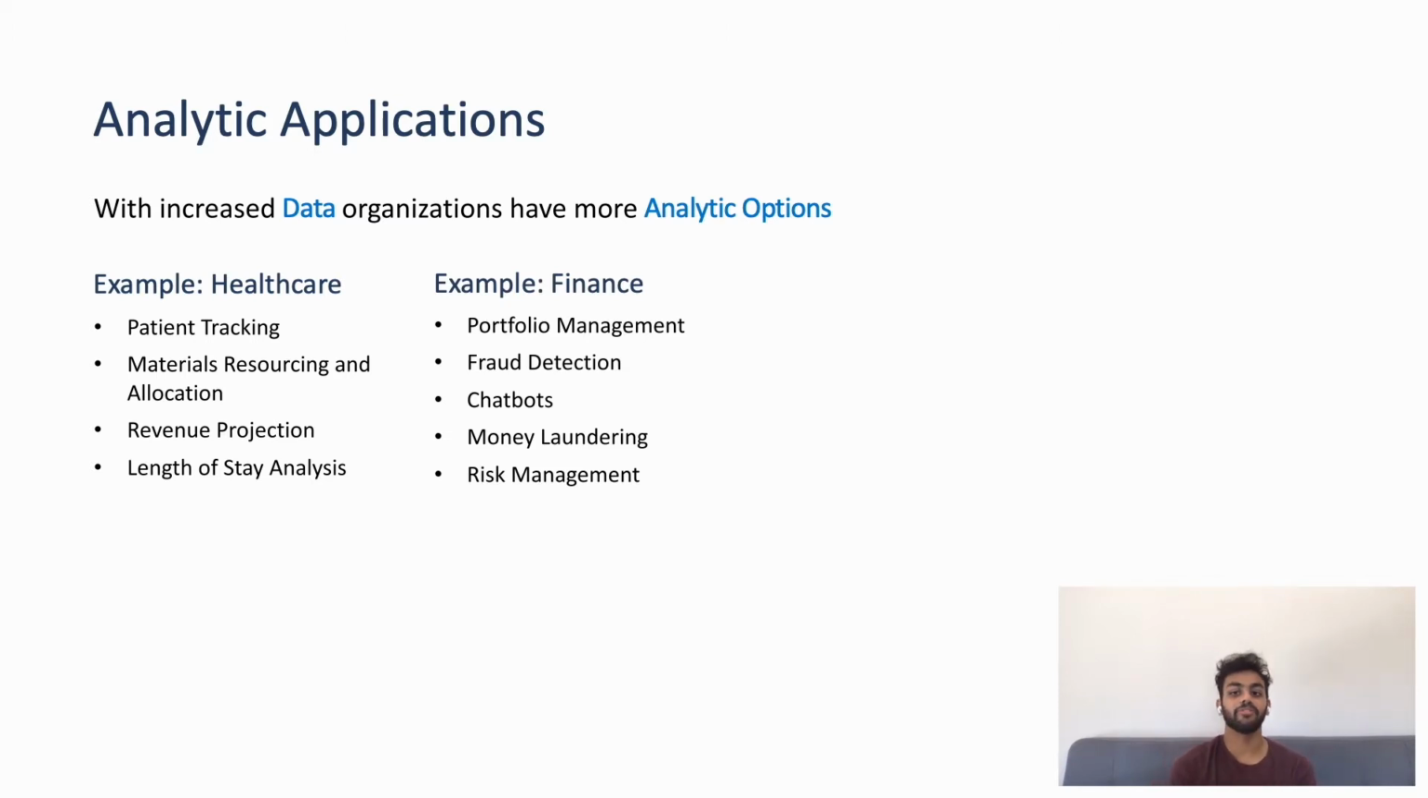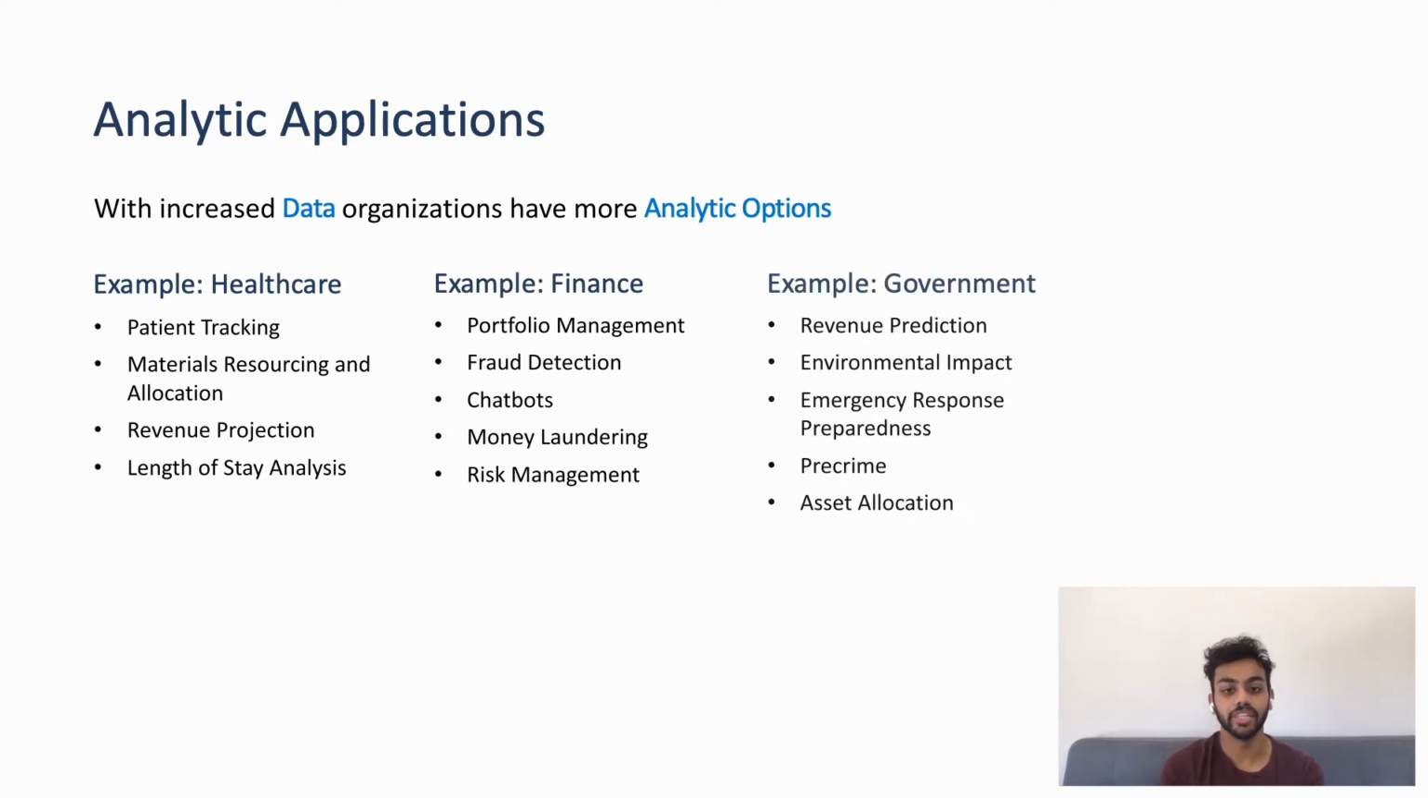And then lastly, we have the government. And this is an industry where it's incredibly highly regulated. Maybe you don't want to move your data to the cloud. And so you really need an on-premises or hybrid cloud solution that lets you extract a lot of the data that you've now collected. So this could be things like emergency preparedness or revenue prediction or even understanding the environmental impact of certain projects.